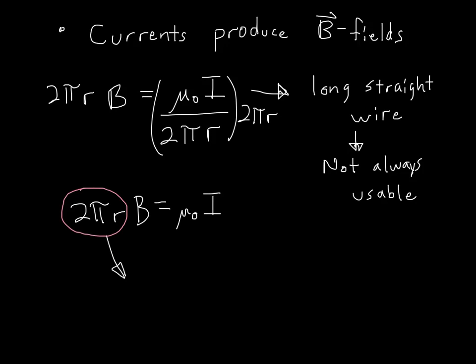So this is tracing out some kind of circle. What kind of circle is it tracing out? Let's take a look and see if we can figure that out, see if we can visualize what this is actually showing us. We know 2 pi r times B is equal to mu naught times I, a current. So I'm going to draw a current, and we're going to imagine this in a wire, and we're going to imagine this is coming out of the board towards us.